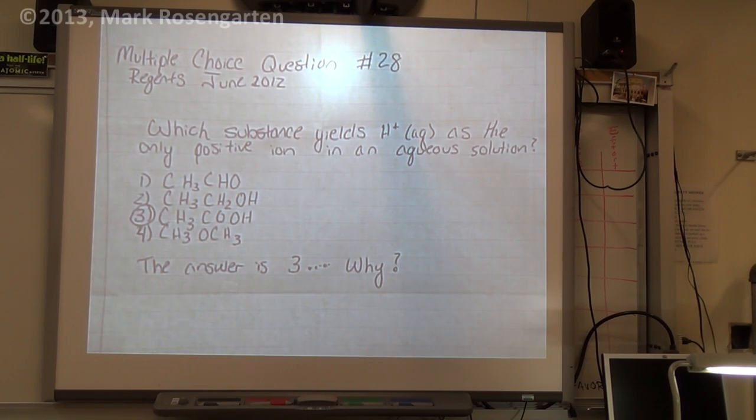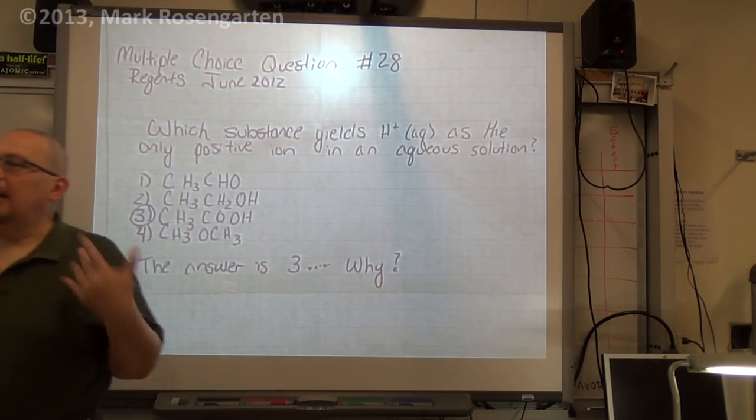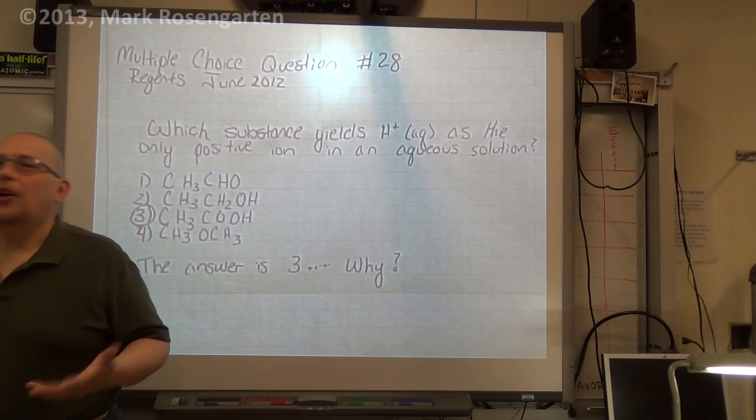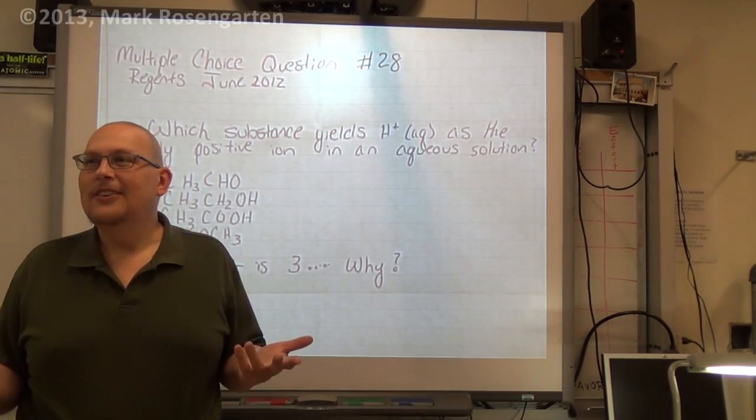Which substance yields H plus aqueous as the only positive ion in an aqueous solution? The answer is 3. Why? Well, very simply this. An acid is anything that gives off H plus when you dissolve it in water. And as you know, acids have hydrogen.